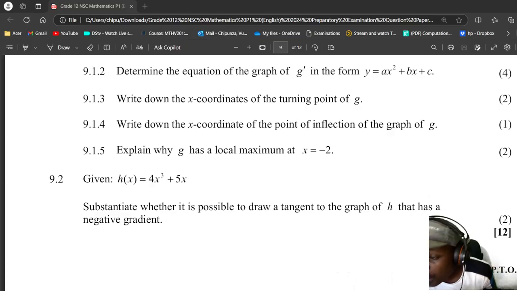Tango means thank you, and you get your marks. Oh my word, I'm sorry guys, I didn't remove the marks from the screen.